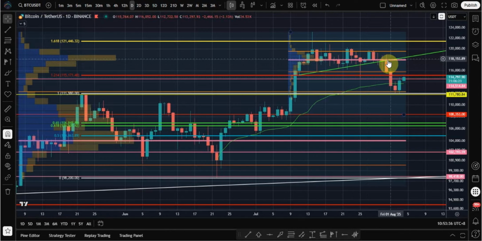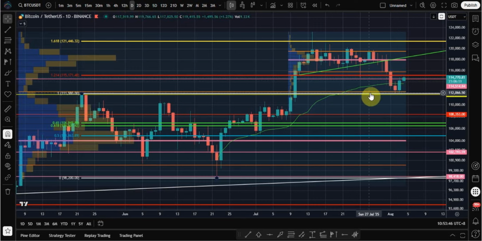On the Binance one-day chart, Bitcoin broke down from the green trend line, as I said in the previous video linked above, that it would move to fill the CME gap at the pink line around 114,000. I also said a good long opportunity is when price touches the green VWAP line, which I mentioned several videos ago as the downside target.